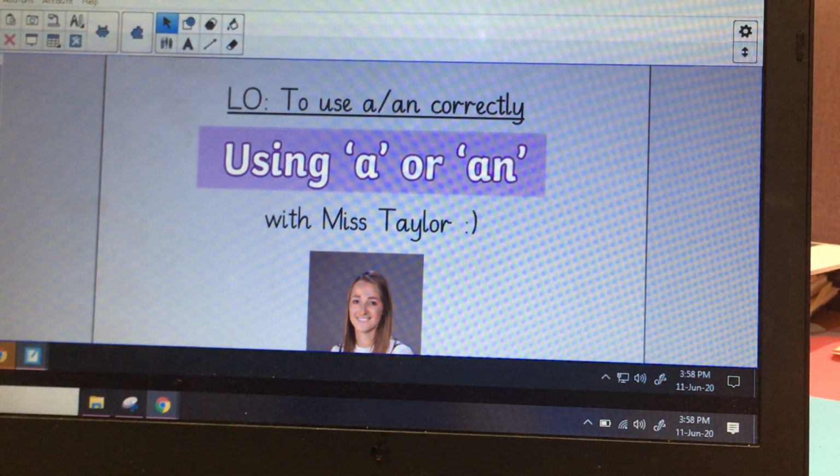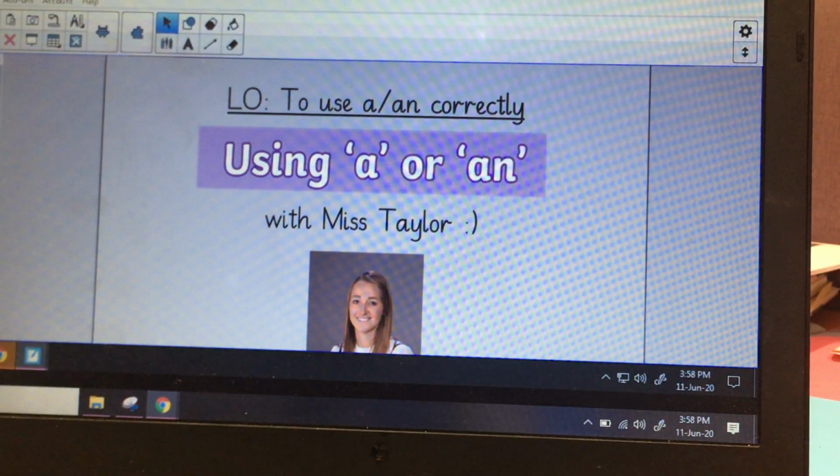So today's lesson is all about how to use a and an correctly. We have done this before, so hopefully this is a little bit of a recap for you before we go on to the main activity.